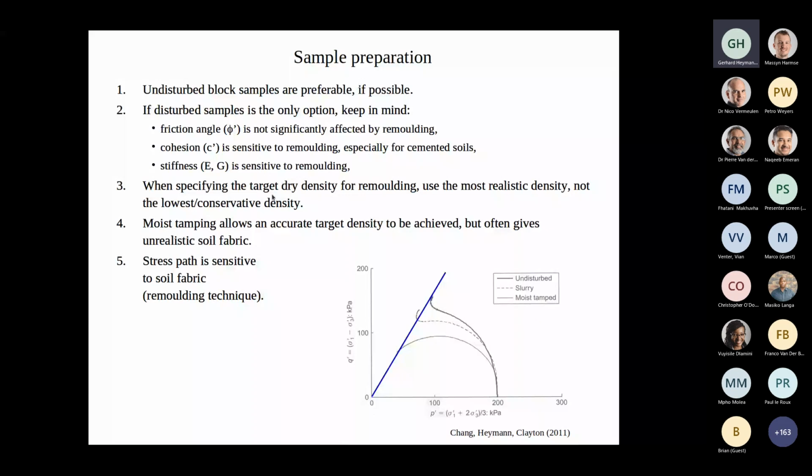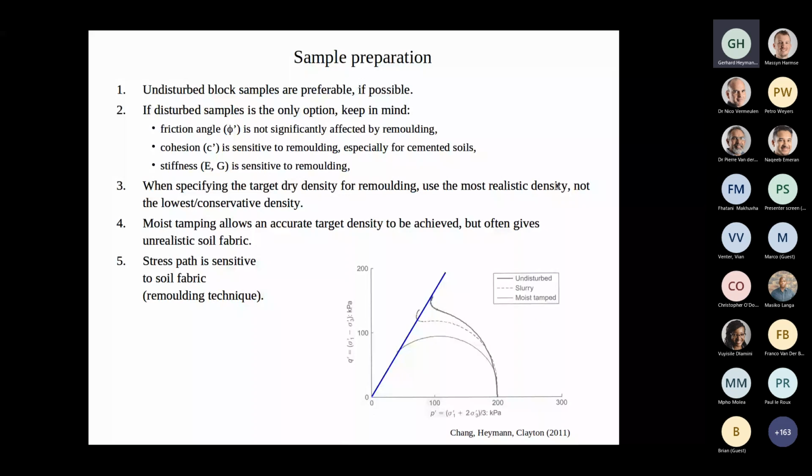We typically work in terms of dry density. And here is a word of advice: whenever I ask engineers what density we should target, they say the loosest possible density. And I ask them, why? And they say, because it's the most conservative. And that is not good advice. That is not a good suggestion. I would much rather suggest you target a realistic density. And let me give you an example.